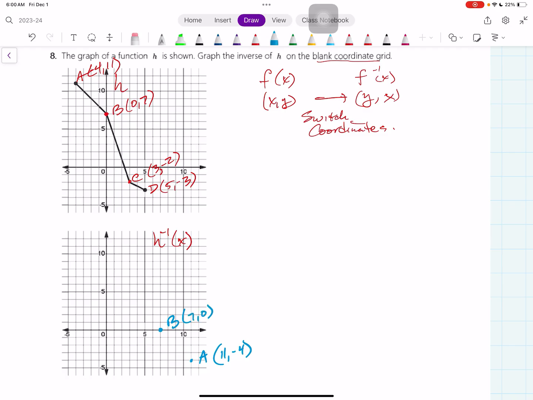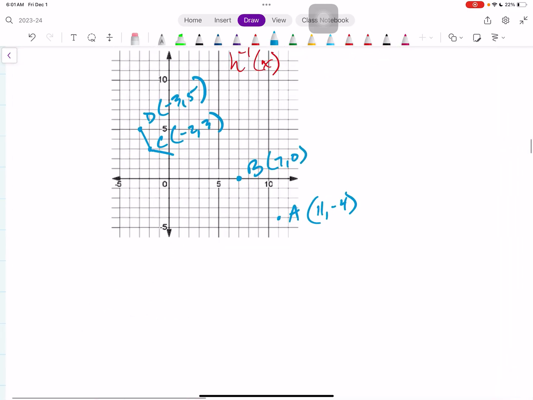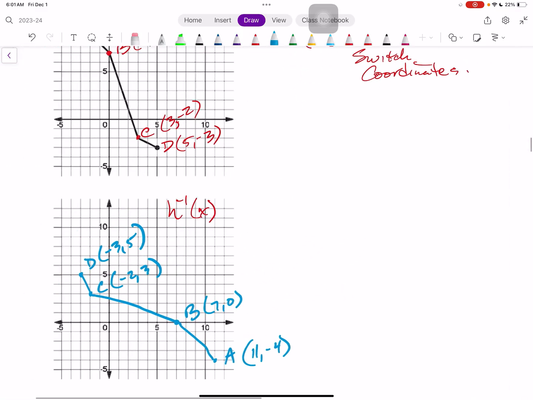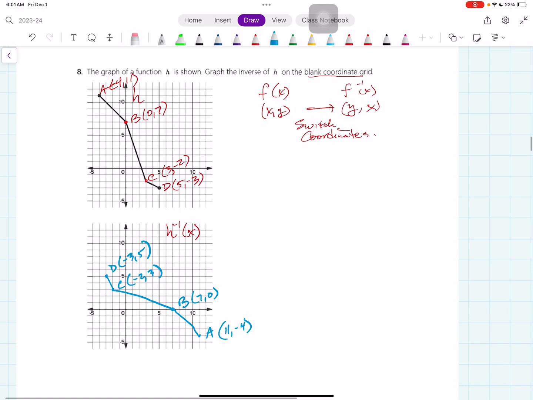C, (-2, 3), is up here. D, (-3, 5). And then you just connect. It's not that hard. Okay, and there you go. And that, my friends, is the inverse. Switch coordinates. Easy.